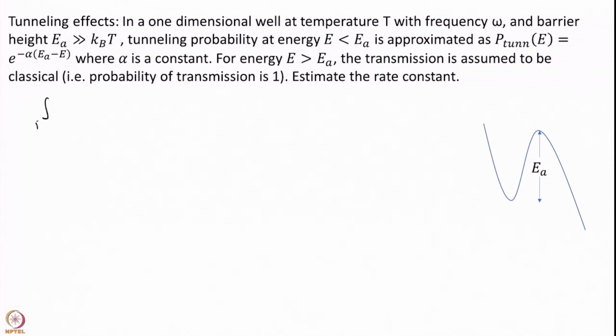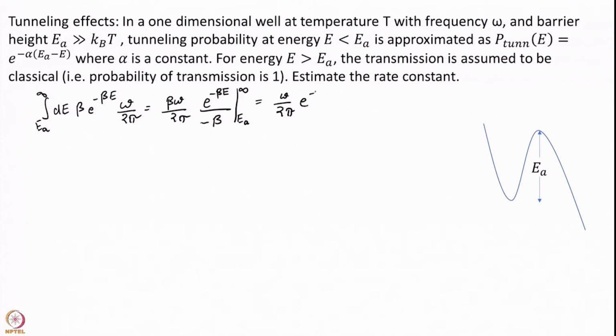The second integral is easier, so I will start with that: beta e to the power of minus beta E omega over 2 pi. So, this is beta omega over 2 pi, which are constants. I integrate e to the power of minus beta E. So, this will be equal to omega over 2 pi. You can quickly verify, this is not hard at all. E to the power of minus beta infinity is 0, and so you are left with only the Ea part. Let us also do the first part now.